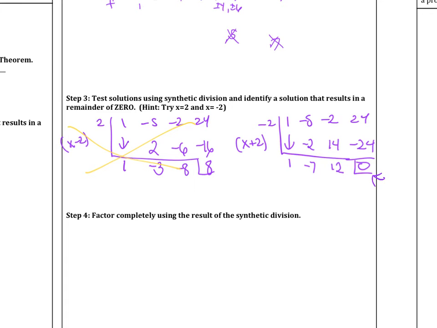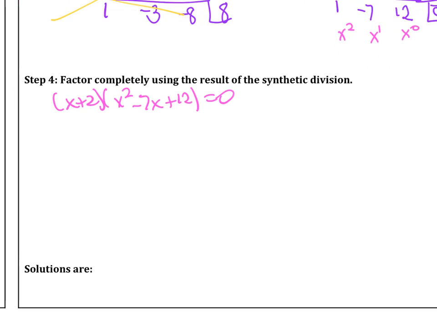So this is a factor, so I'm happy. I know that that is one of my factors, so I'm going to write that right away. Then remember, these are the coefficients for x to the 0, x to the first, and x squared. So we write x squared minus 7x plus 12, and set it equal to 0. Now we need to factor it completely.